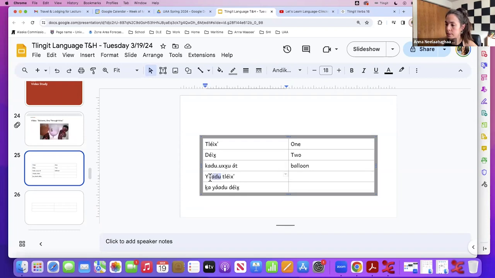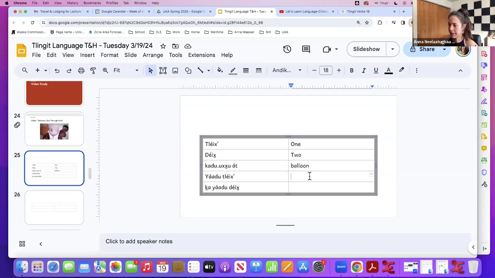Has anyone seen this word before? Yadu khat, yadu khat. When I say I'm here, yadu khat. So does it have something to do with something in front of them or being here or something like that? Yeah, awesome work. Good recall.